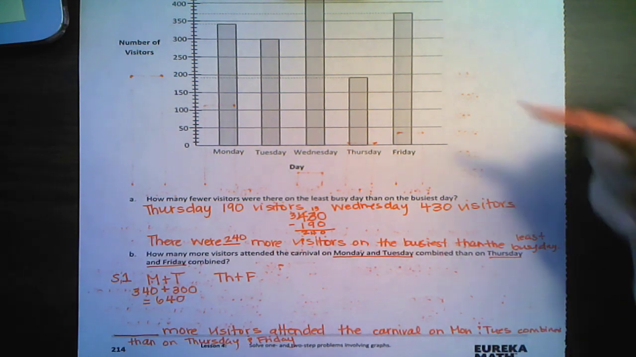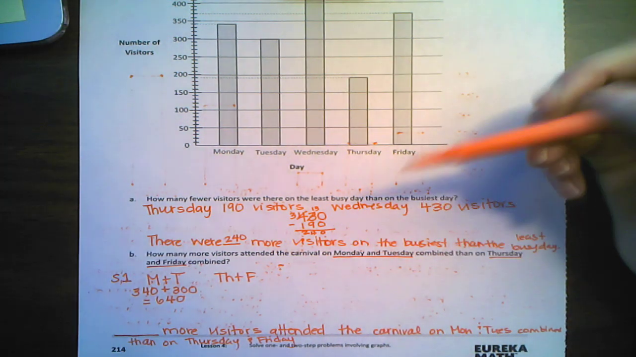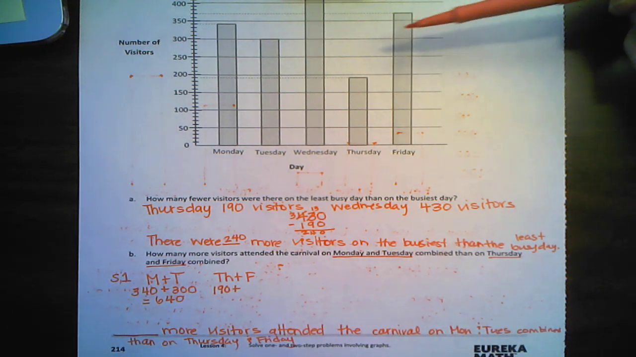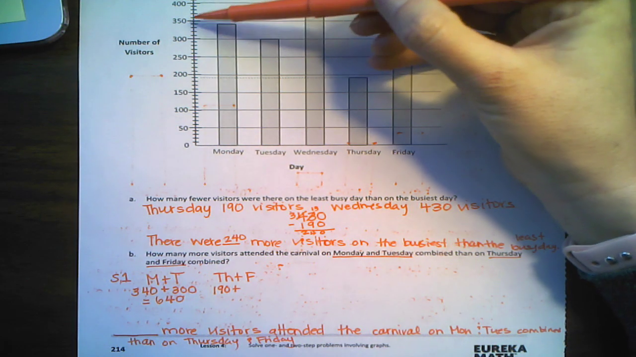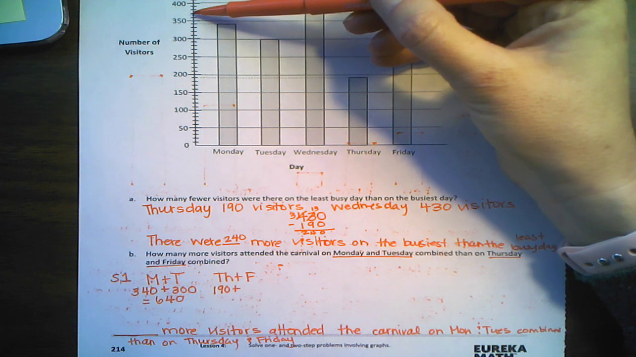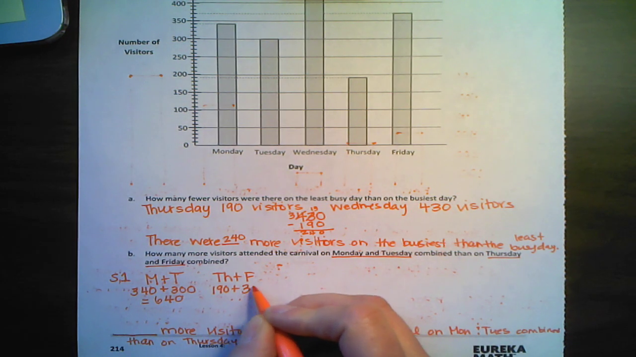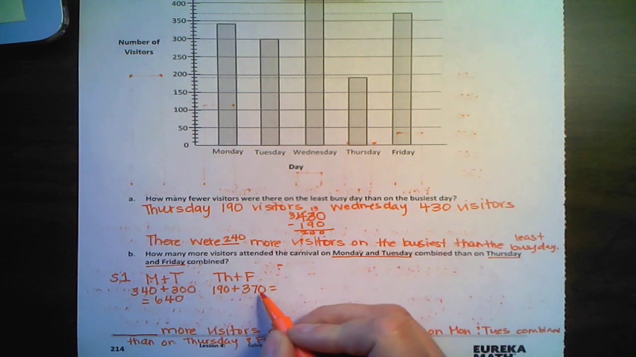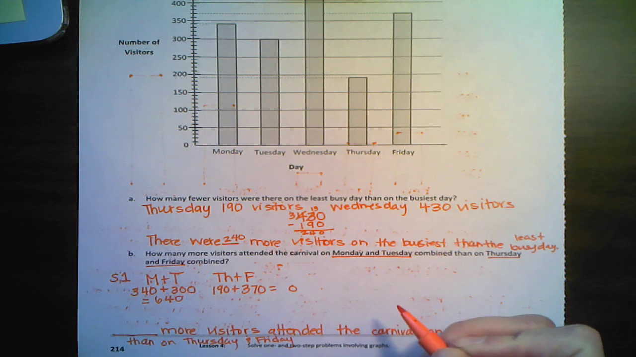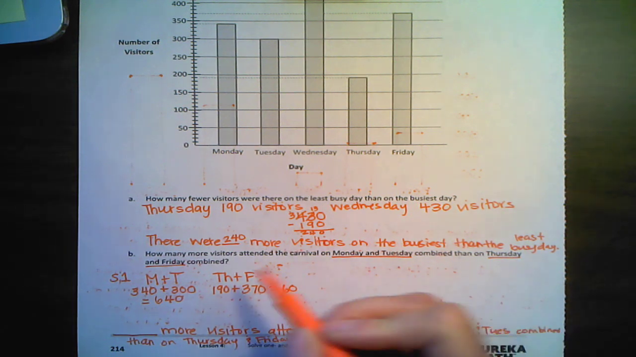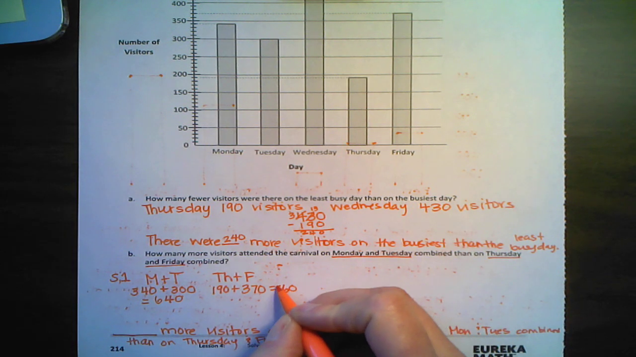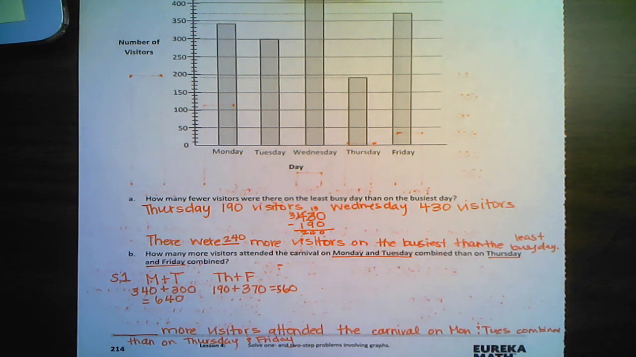How about Thursday? How do we do on Thursday? We said 190, right? We have 190 visitors on Thursday, and on Friday, that's a good one. That was a good day. Let's count from 350 by tens. So we started 350, 360, 370. Plus 370 equals what? Well, 0 plus 0 is 0. 7 plus 9 is 16. Carry the 1. So 4 plus 1 is 5. 560.